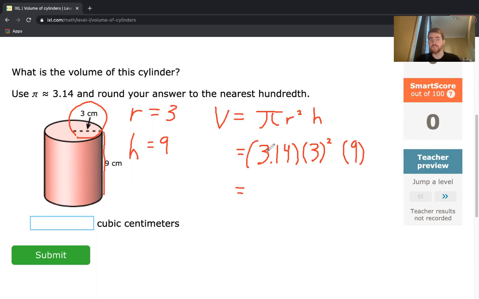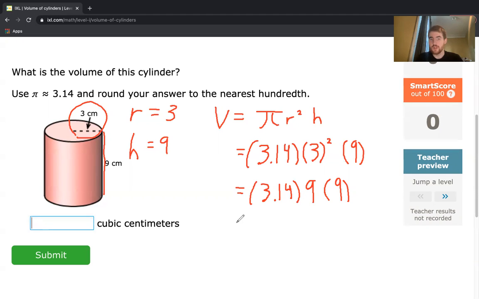Next step. Now we just have to go through the order of operations and figure out, all right, what does this all equal? Remember, the most common mistake is people want to multiply, but we got to do exponents first. Just like when we find the area of a circle, we're just finding the area of a circle first. We got to do r squared, 3 squared, which is 3 times 3, which is 9. Of course, the other numbers come down with us. 3.14 times 9, and the height is also 9.